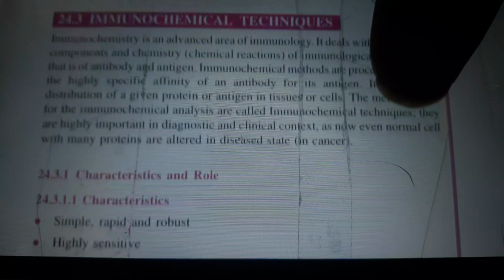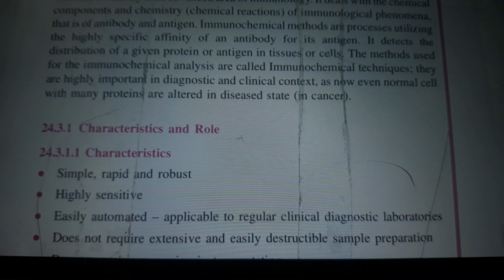Immunochemical techniques. Immunochemistry is an advanced area of immunology. It deals with the chemical components and chemical reactions of immunological phenomena, that is, of antigen-antibody immunochemical methods and processes utilizing the highly specific affinity of an antibody for its antigen. It detects the distribution of a given protein or antigen in tissue or cells. The methods used for the immunochemical analysis are called immunochemical techniques. They are highly important in diagnostic and clinical contexts, as even normal cells with many proteins are altered in disease states such as cancer.